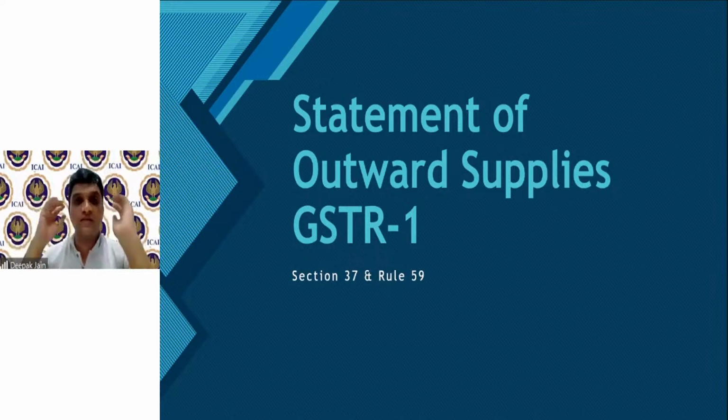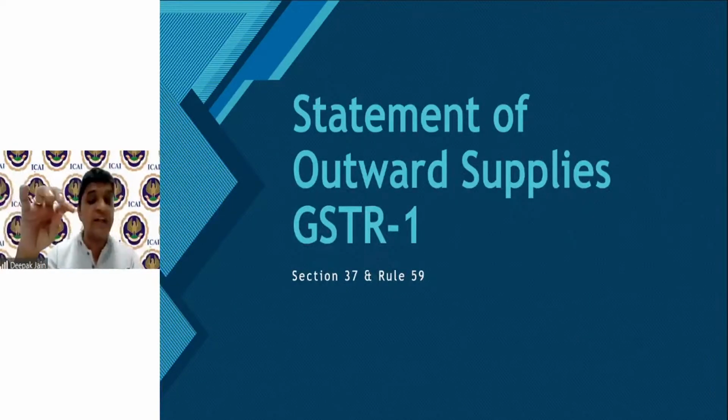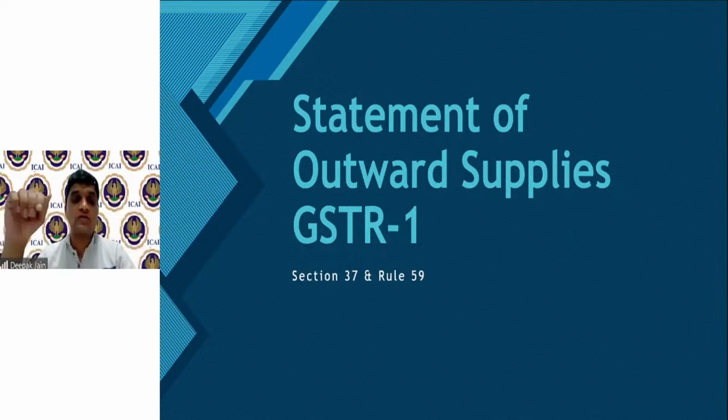The statement of outward supply. So first we'll start with GSTR-1. What is GSTR-1? It is a statement of your outward supply. So even though it is there in the returns chapter, actually, strictly speaking, this is not a return. This is just a statement.